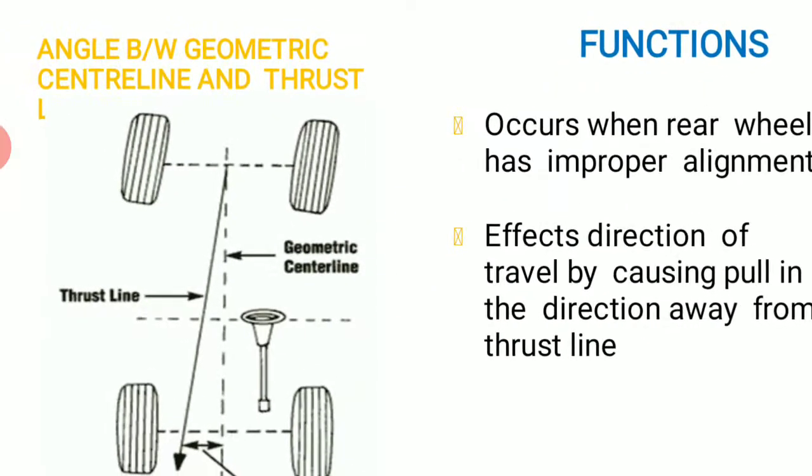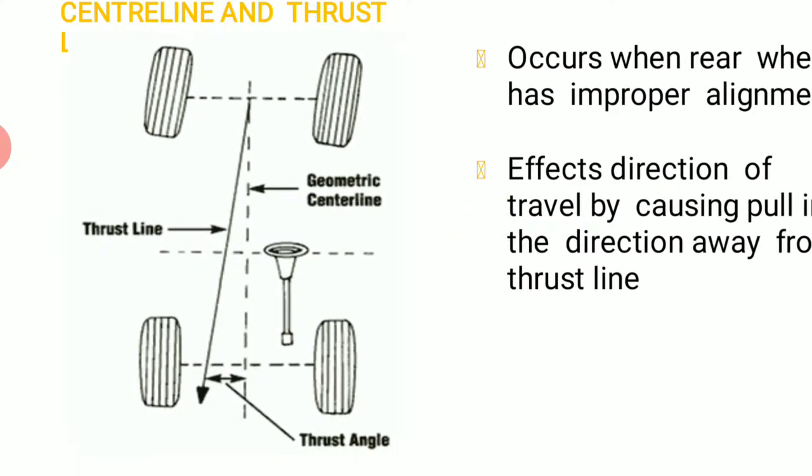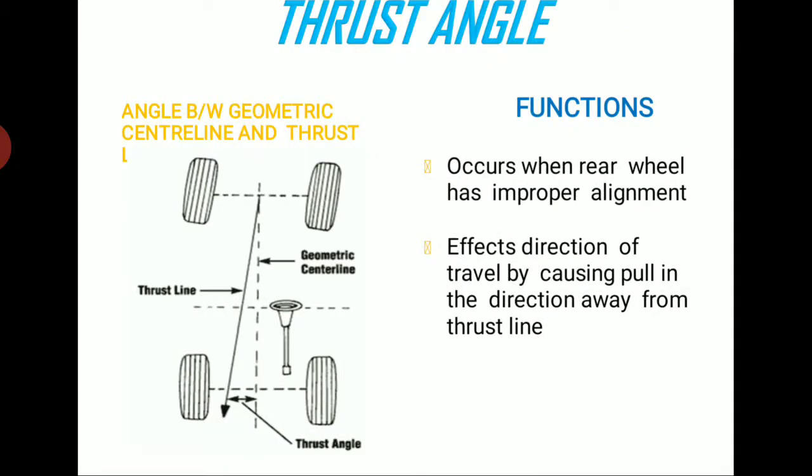The angle is between the geometric center line, which is the designed center line, and the thrust line. Only when there is improper alignment will the thrust angle come into the picture.